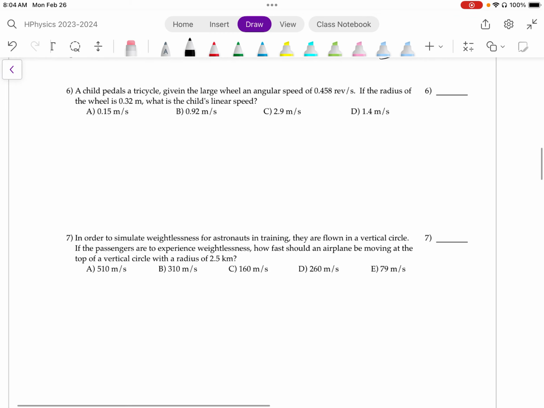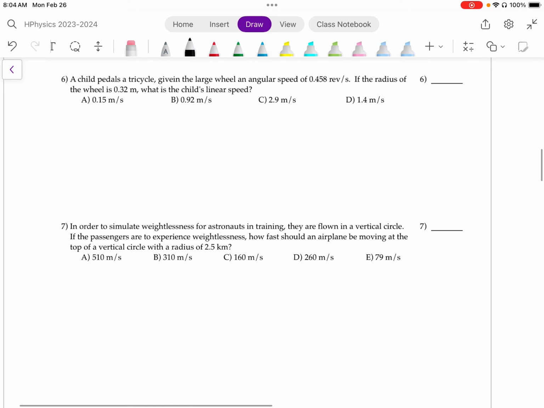Number 6, a child pedals a tricycle given the large wheel an angular speed of 0.458 revs per second. If the radius of the wheel is 0.32 meters, what is the child's linear speed? So we're going to have to go from the angular or rotational world to the linear world. Notice they asked for linear speed. We will be needing what I'll call the bridge equation, r times angular speed.